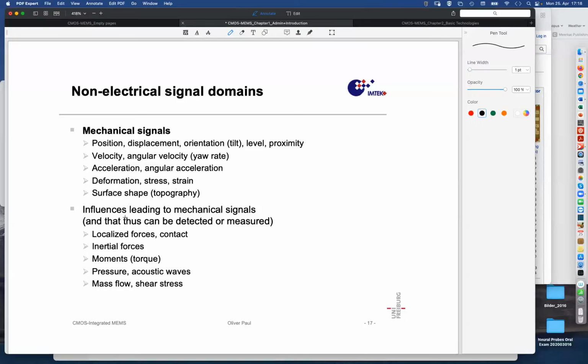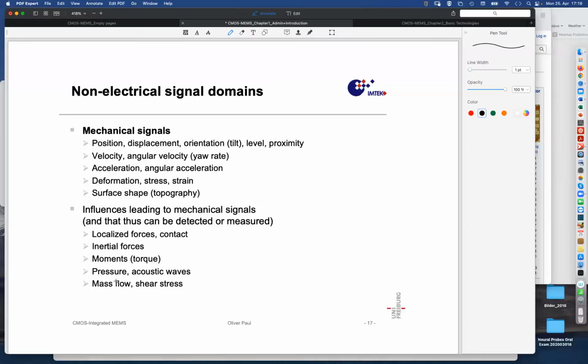Shape is also something, and influences that lead to mechanical signals, of course, can be localized forces, contact, inertial forces, the fact that something has a mass and can't move as fast as the object to which it is attached, causes immediately maybe some forces, relative forces, moments, pressure. These are forces acting on surfaces, acoustic waves, or mass flow.